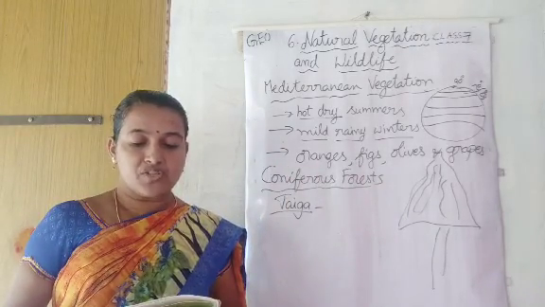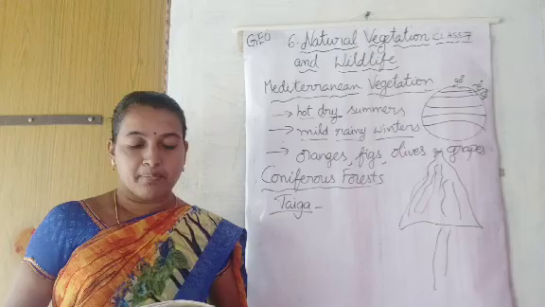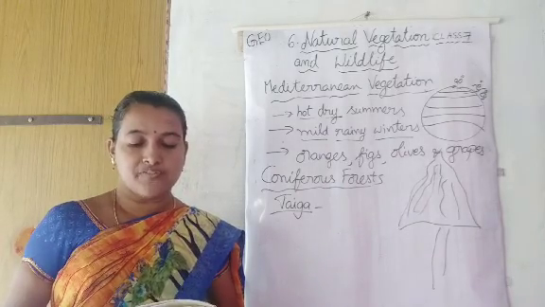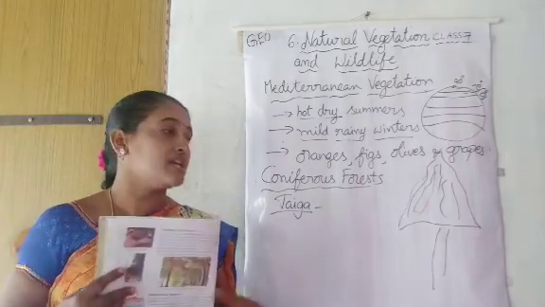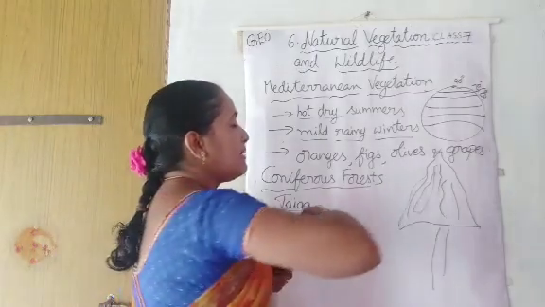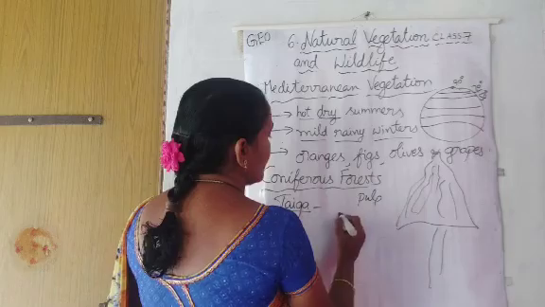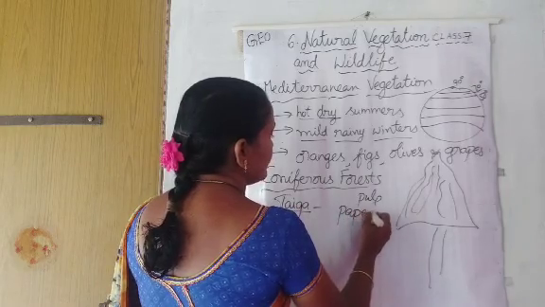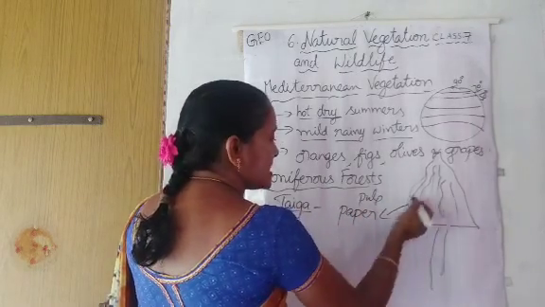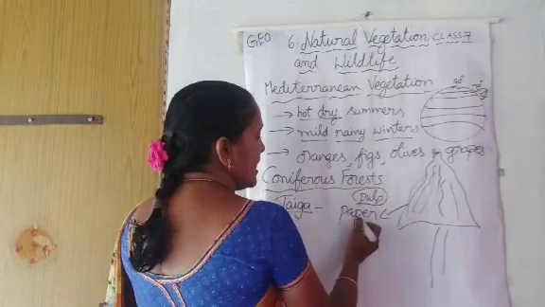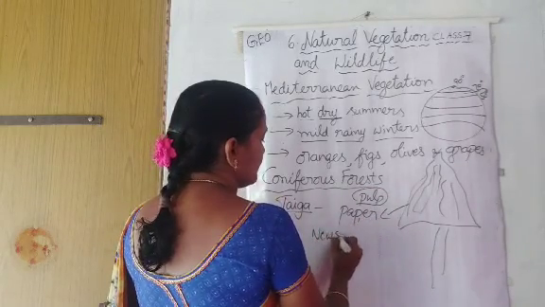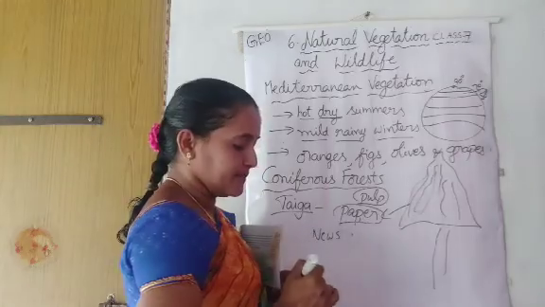The wood of these trees is very useful for making pulp, which is used for manufacturing paper and newsprint. So they will make pulp from this wood. From this pulp we can prepare paper. By cutting these trees they will make pulp, and for newsprint and paper we can use that pulp.